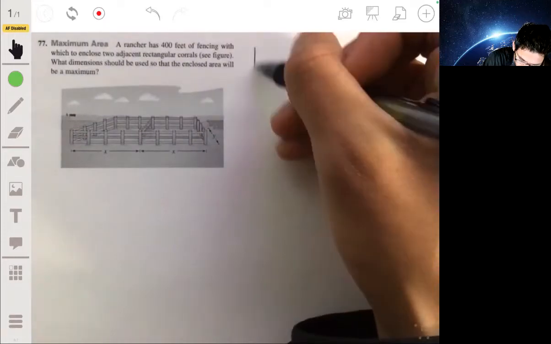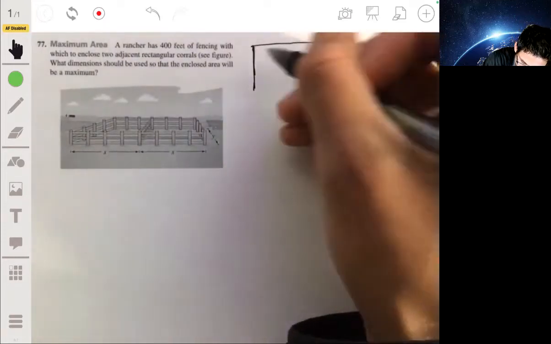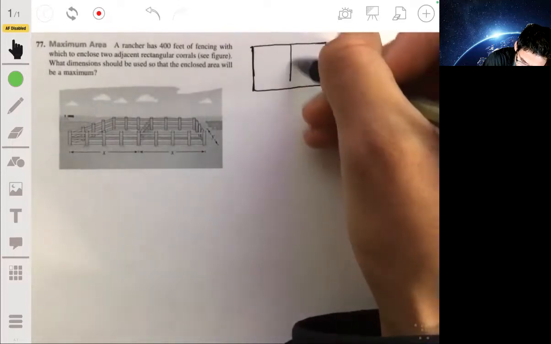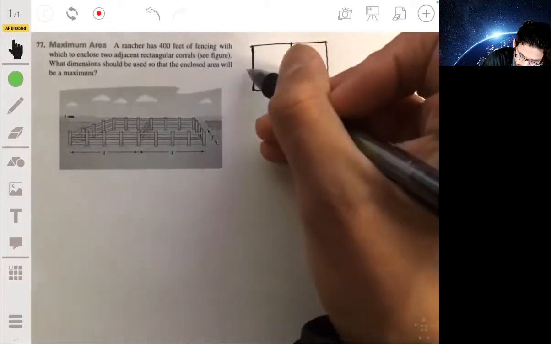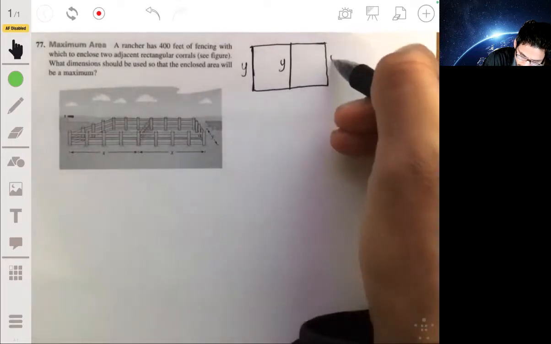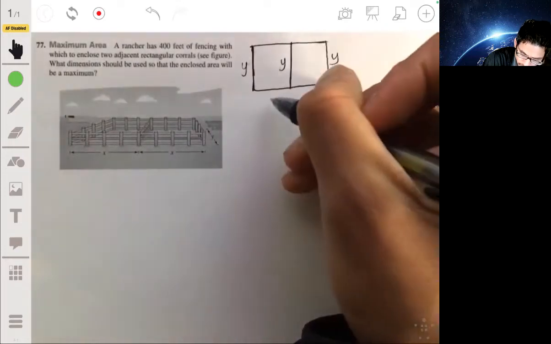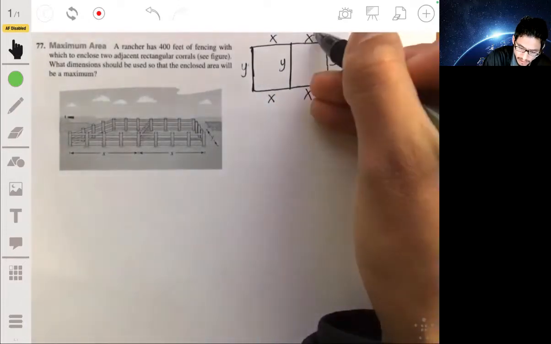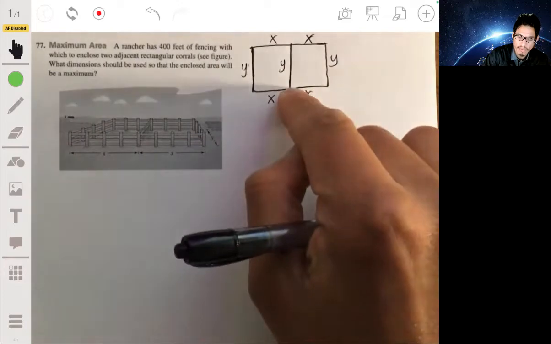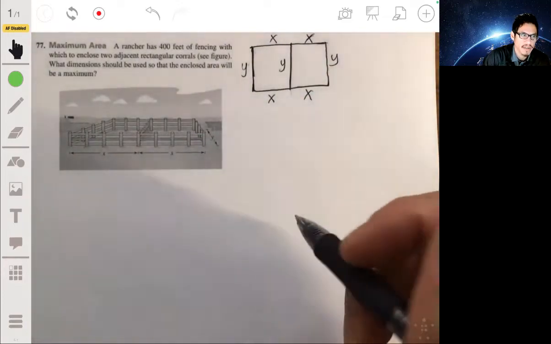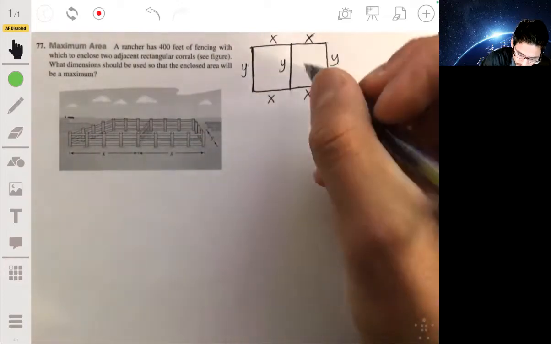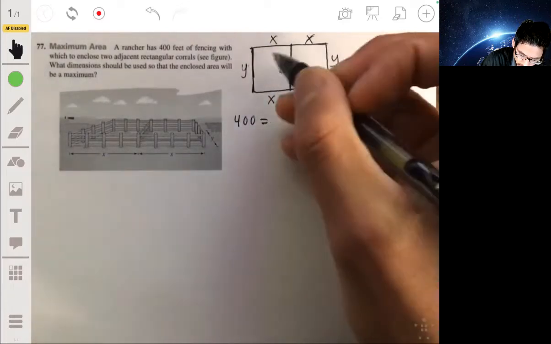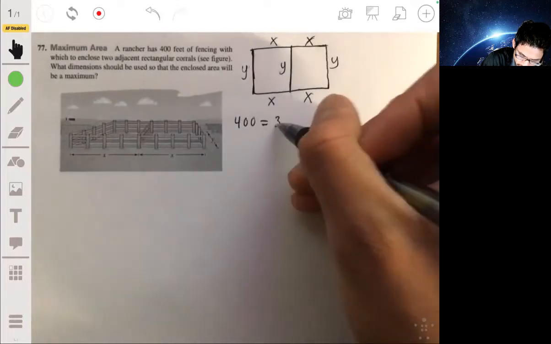So let's first draw a more clear diagram up here to really show what's going on. It's basically broken down to two pens. These side lengths we're going to have represented by y. So we got y, y, y. And we got x from here to here, here to here, here to here, and here to here. So the fencing's all the way around the perimeter plus this segment length here. Then all that fencing has to add up to 400. So 400 will be 3y plus 4x.